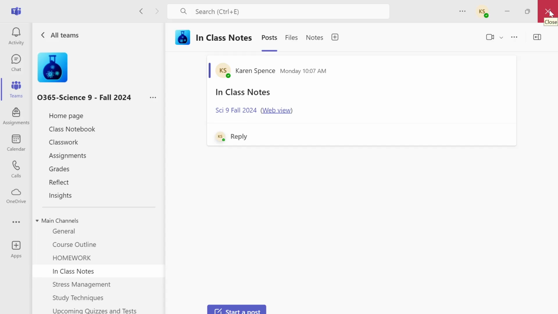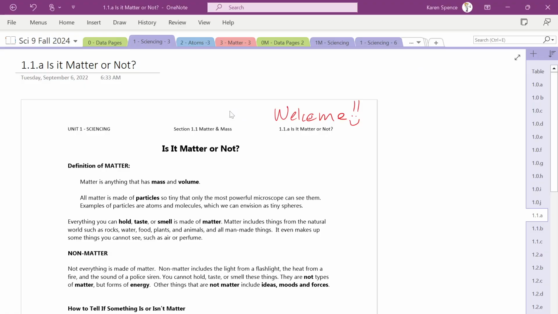Now, if you have downloaded OneNote, you can actually see it in OneNote. So for example, if I were to click here, you can actually see it right there. Okay? But if you don't have OneNote, then the web view will be good. Okay?